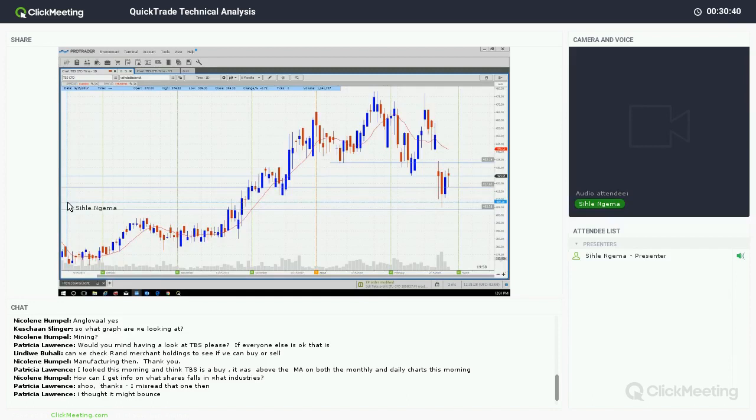Otherwise, buying right away at these levels, anything can happen because, first of all, we are trading below our daily moving average. You want to be above the moving average for us to buy this market.